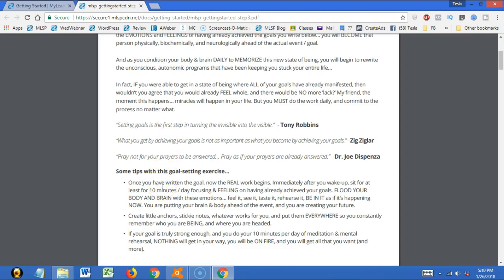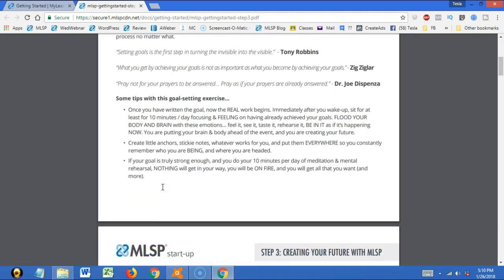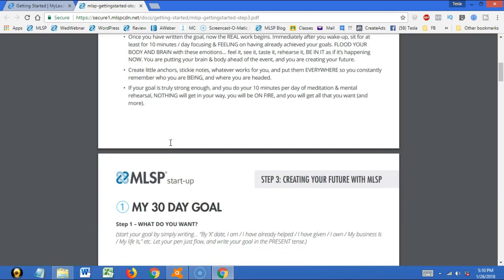Once you have written the goal, now the real work begins. Immediately after you wake up, sit for at least 10 minutes a day, focusing and feeling on having already achieved your goals. Flood your body and brain with these emotions. Feel it, see it, taste it, rehearse it. Be in it as if it's happening now. You are putting your brain and body ahead of the event, and you are creating your future.